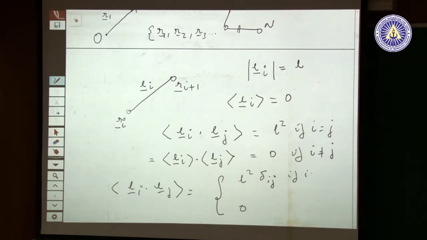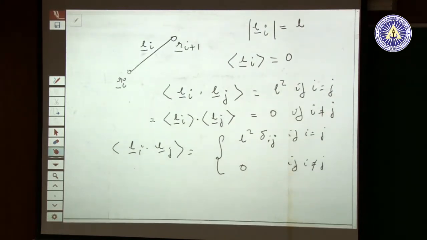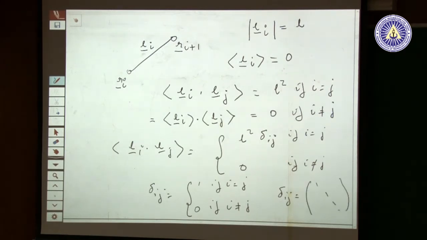The Kronecker delta is defined like this. It is 1 if i is equal to j and 0 if i is not equal to j. In terms of a matrix, it is just the identity matrix. So, when i is equal to j, which are all the diagonal elements, it is 1, otherwise it is 0.